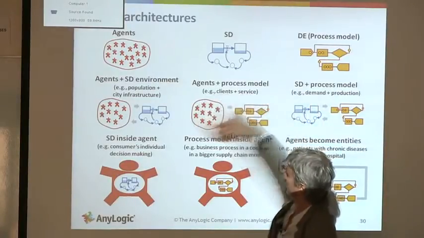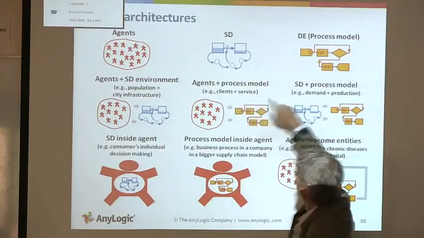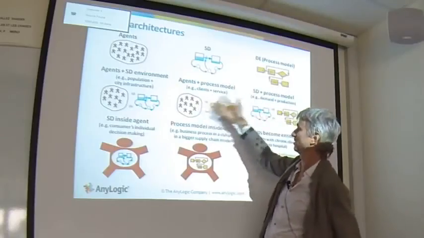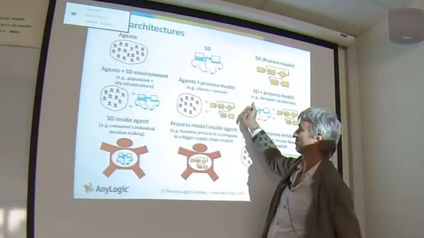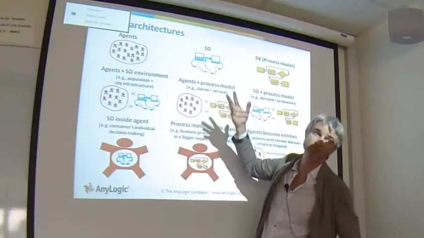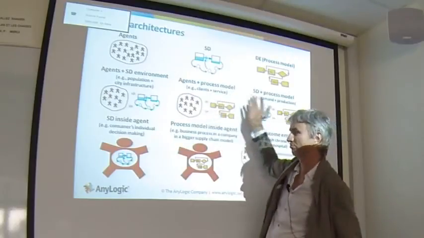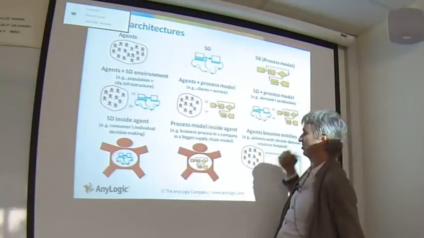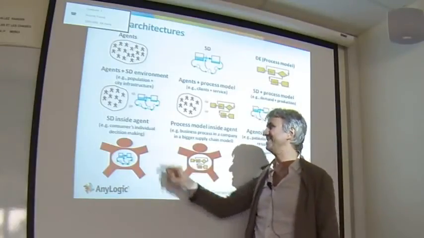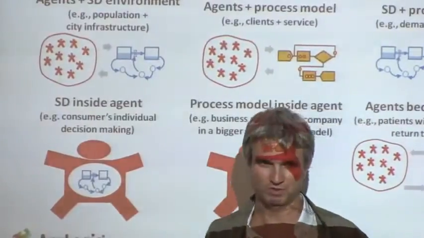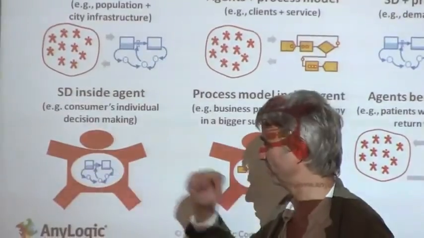Okay, these are your clients and this is your service system. Clients periodically generate requests and your service system responds. And clients remember the quality of response. Just another example. Etc., etc., etc. These are interesting examples. Inside agents, you can use system dynamics, in this case.